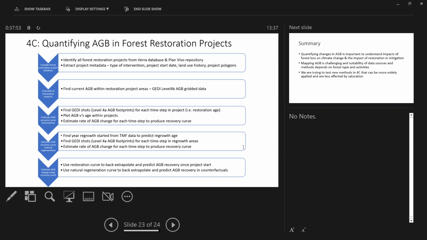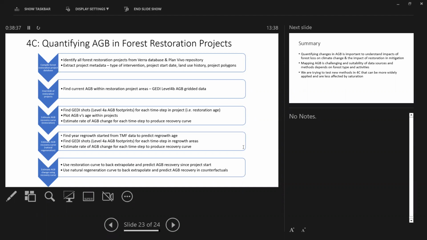And then from the project information, we can understand what type of intervention was being put in place, the start date of the project, the land use history. And all of that information is important to understand what's been going on in these landscapes. So that is the starting point. And then we need to understand what the current biomass is. Essentially what we need to quantify is biomass change since the start of the project, but the information that we have is biomass now. Some of these projects only started a few years ago, so we might be able to look at more recent biomass maps. But really what we need to know is the current biomass within project areas.